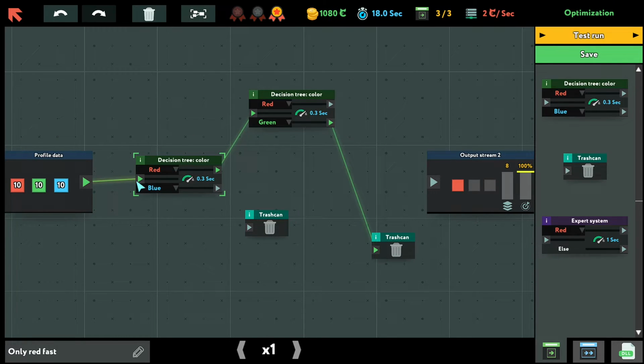We're going from red, green, blue to here. We're sorting out blue and some of the green to here. And then we're putting red and some of the green to here. And then it'll sort between red and green. It'll dump the green to this trash can, and the red to here.